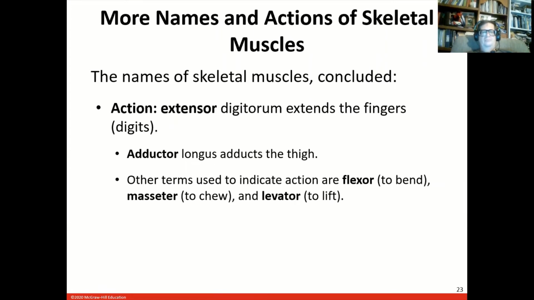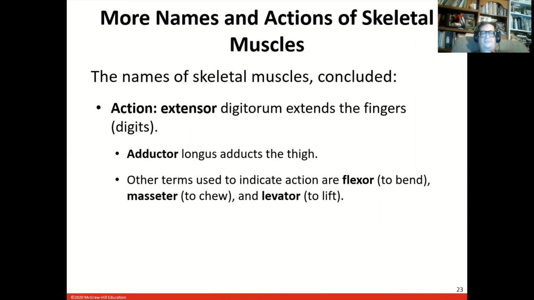Moving on. Skeletal muscles could also be named on the action that they take. So an extensor is going to extend the finger. An adductor is going to add things. So we're taking this over here and adding it to the rest of the hand. That'd be an adductor. An abductor would do the opposite. It would abduct it. It would pull it away. In fact, this muscle is the abductor pollicis longus, the one that pulls the thumb away. Pollicis is a reference to thumb.